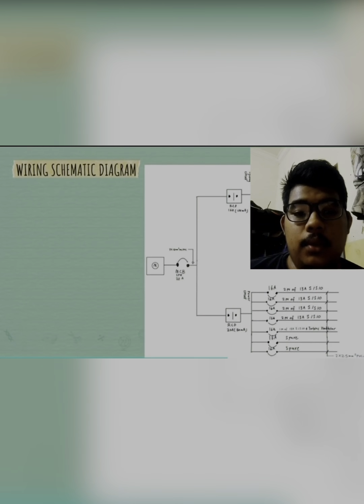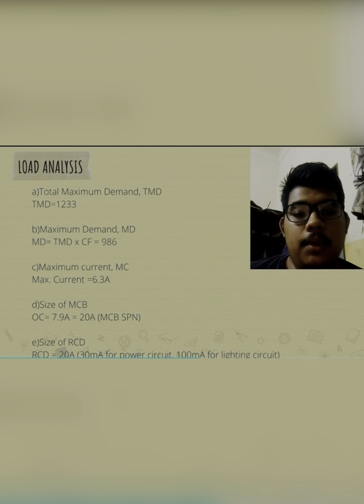Next for the load, we get the TMD, total maximum demand, of 1.233 kilowatt, maximum demand 986, maximum current 6.3 ampere. The size of the MCB we get is 7.9 ampere, and we choose a 20 ampere MCB SPN. Size of RCD is 20 ampere, 30 milliampere for the power circuit and 100 milliampere for the lighting circuit.